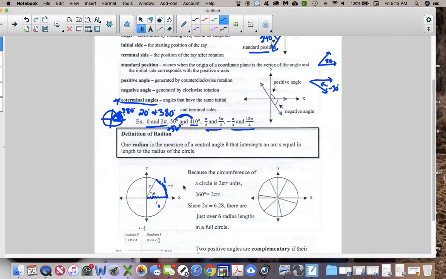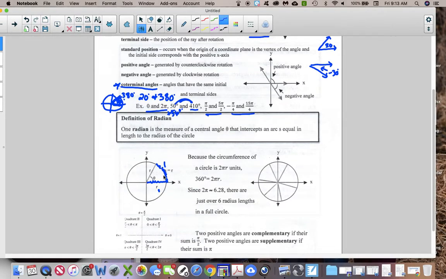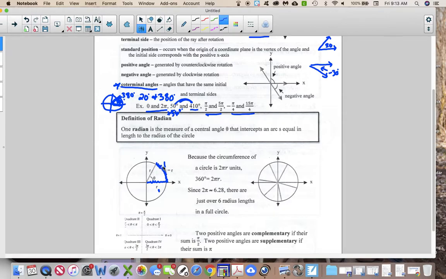Okay, so just to put this into perspective for you, when we're doing arc length, that's a portion of the circumference.